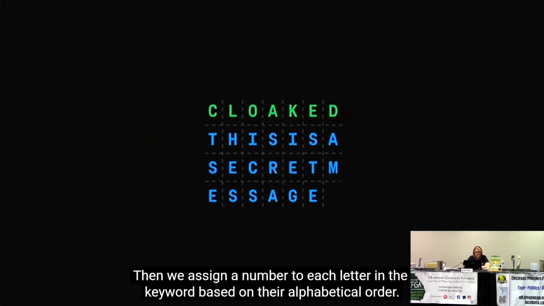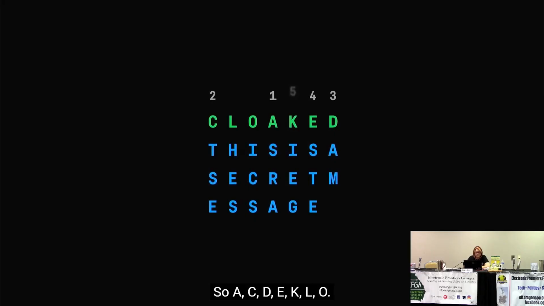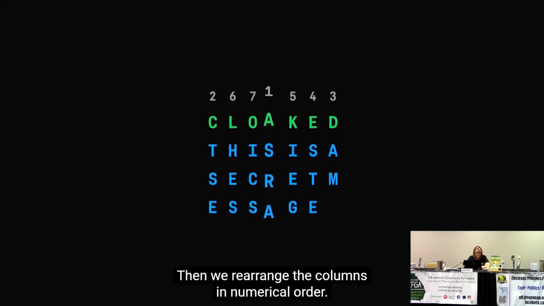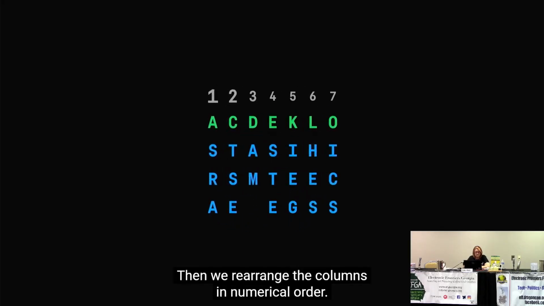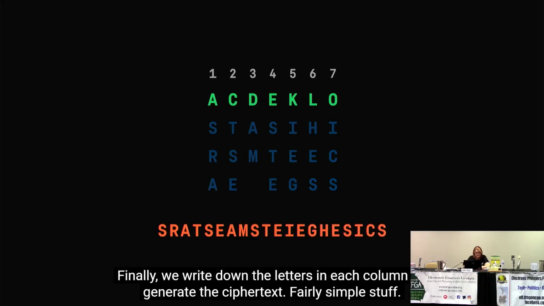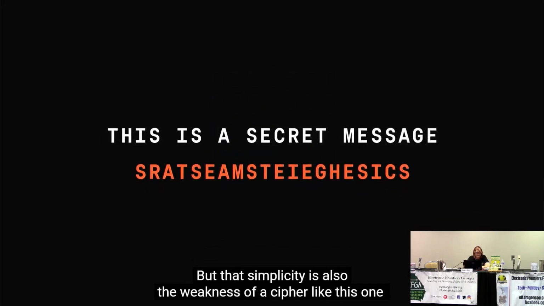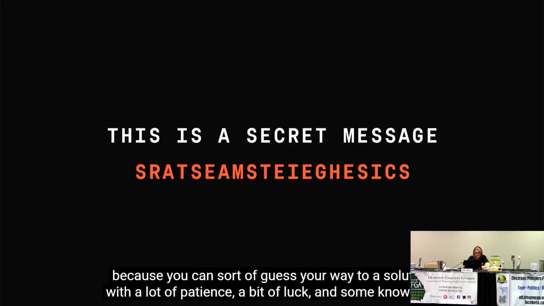Then we assign a number to each letter in the keyword based on their alphabetical order. So A, C, D, E, K, L, O. Then we rearrange the columns in numerical order. Finally, we write down the letters in each column to generate the ciphertext. Fairly simple stuff. But that simplicity is also the weakness of a cipher like this one, because you can sort of guess your way to a solution with a lot of patience, a bit of luck, and some know-how.